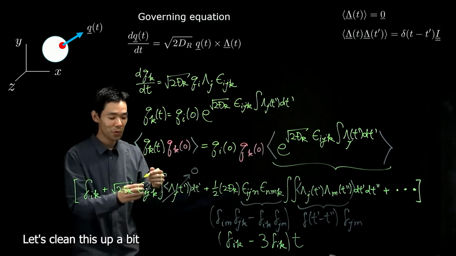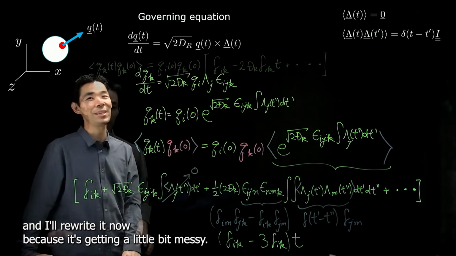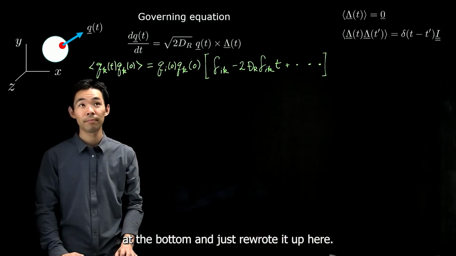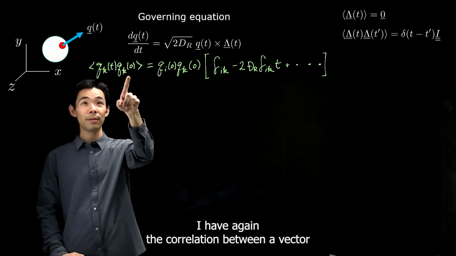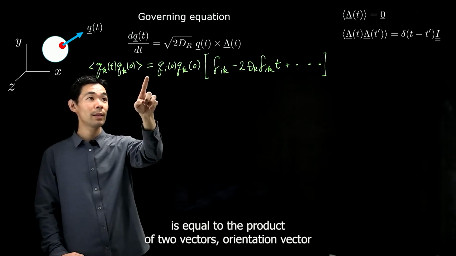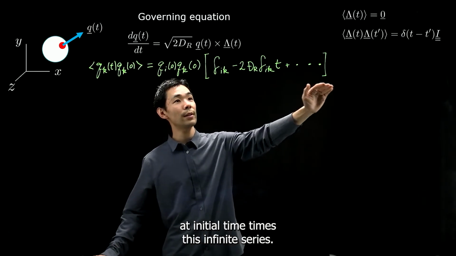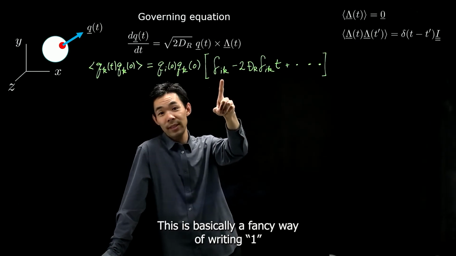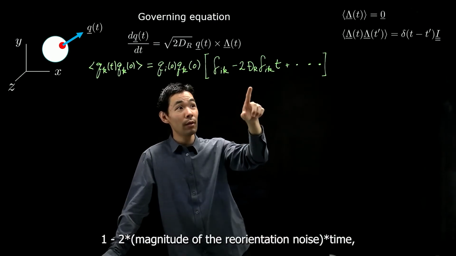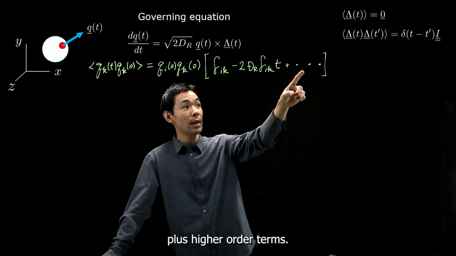Okay, so let's clean this up a bit, and I'll rewrite it to where we are now because it's getting a little bit messy. Okay, so now I have simplified this long, ugly expression at the bottom and just rewrote it up here. So I have, again, the correlation between a vector at time t correlated against itself from initial time, is equal to the product of two orientation vectors at initial time, times this infinite series, okay? Where this is basically 1, a fancy way of writing 1, a tensor way of writing 1, minus 2 times the magnitude of the reorientation noise times the identity times the time plus higher order terms.